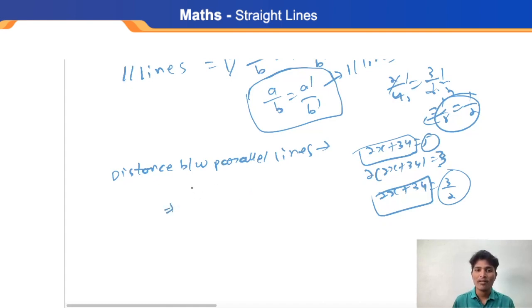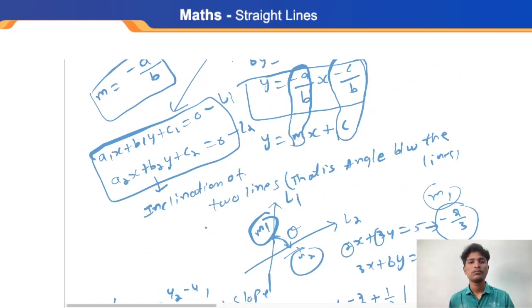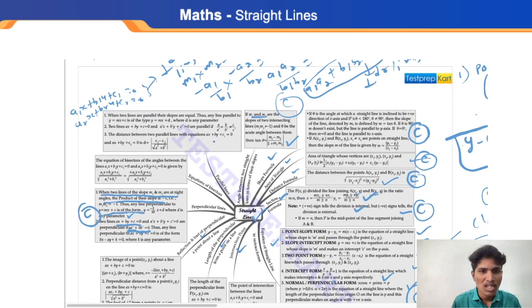So the formula for the distance between parallel lines is c1 minus c2, that is the difference between the constants, divided by root of a square plus b square. This is the formula for the distance between two given parallel lines. The symbol is nothing but parallel. Yes. And this thing I already explained. This block is also completed.